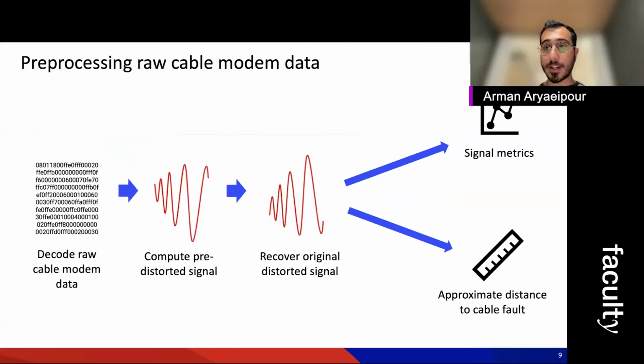To carry out my project, I created a pre-processing pipeline that queried the raw cable modem data of Virgin Media's 6 million customers and computed the pre-distorted signal of each cable modem, as this is the only data that was available on the customers. Then, using mathematical transformations such as Fourier transforms, I recovered the original distortion signal caused by a fault, which I used to calculate various signal metrics, like the signal strength, to use as features in a machine learning tool, and very importantly, approximate the distance to a cable fault, so that an engineer knows exactly where to dig up for a customer.